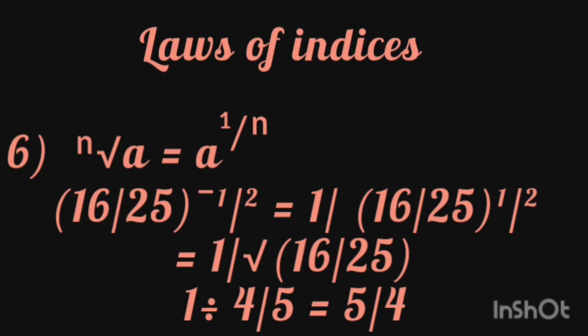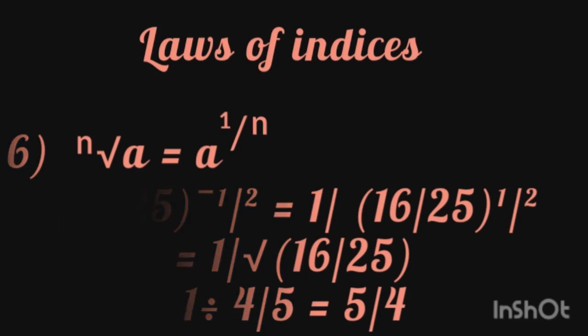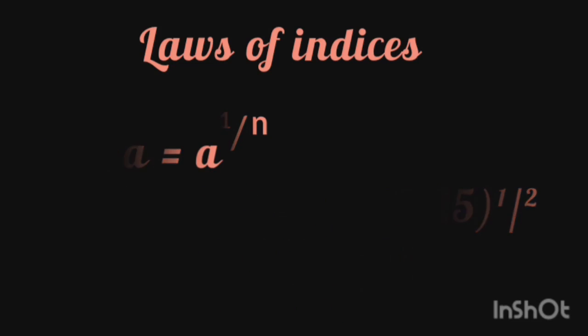And the square root of 16 is 4. The square root of 25 is 5. So we have 1 all over 4 over 5. That's 1 divided by 4 over 5. And 1 divided by 4 over 5 is 5 over 4. So 16 over 25 raised to the power minus half will give you 5 over 4.